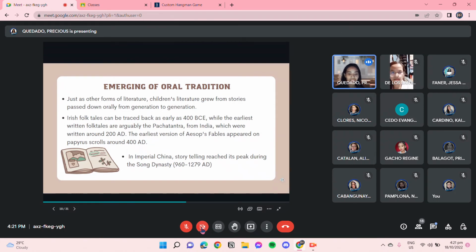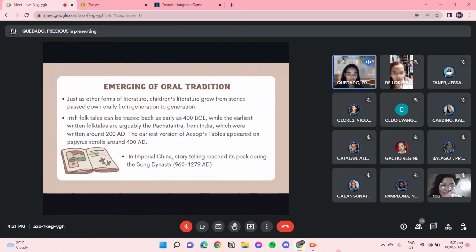However, the Panchatantra from India has written folk tales that were found around 200 AD. And for the earliest version of Aesop's Fables, there are versions that appeared on papyrus scrolls around early 400 AD.